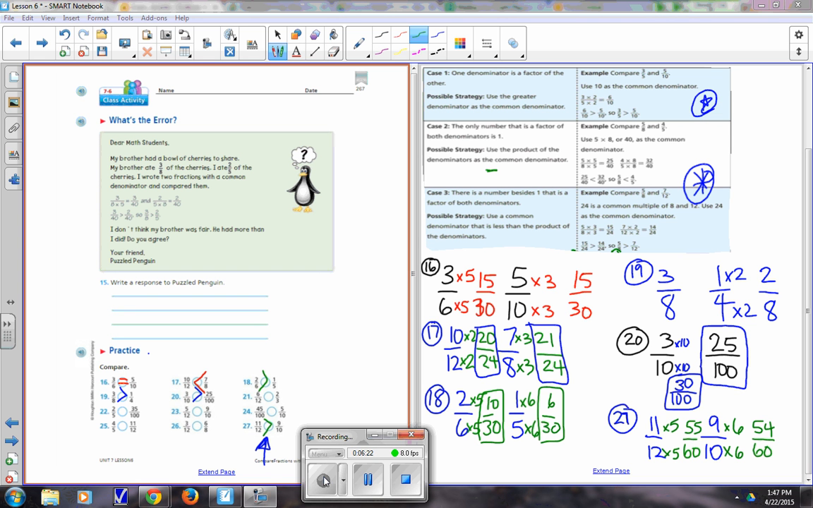So I'd like you to try number 21 through 26 on your own. If you're having a hard time or you're not sure, circle it. We'll talk about it in workshop tomorrow. But I've done six examples here that should give you a nudge in the right direction. So go ahead and pause the movie here, try those, and then we're going to move on to page 268.